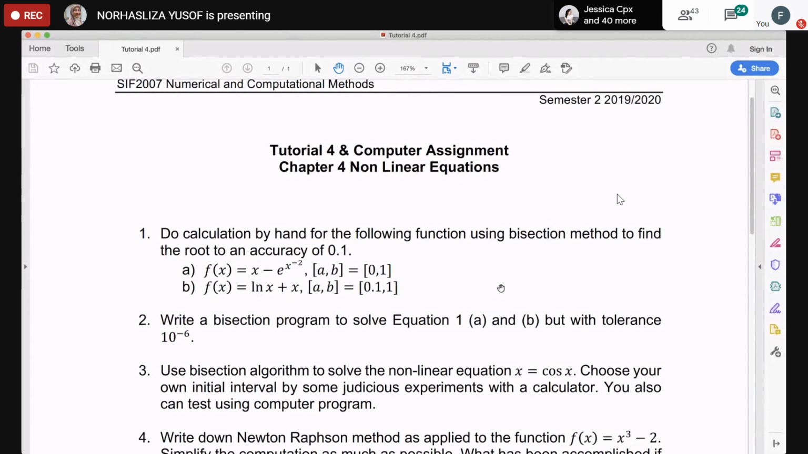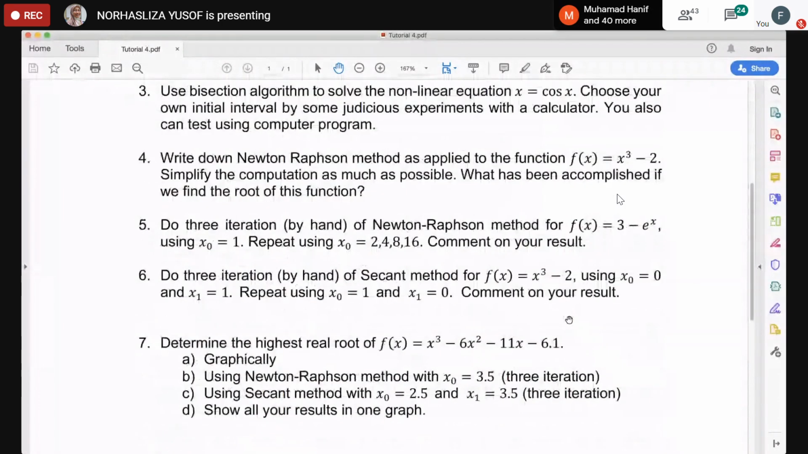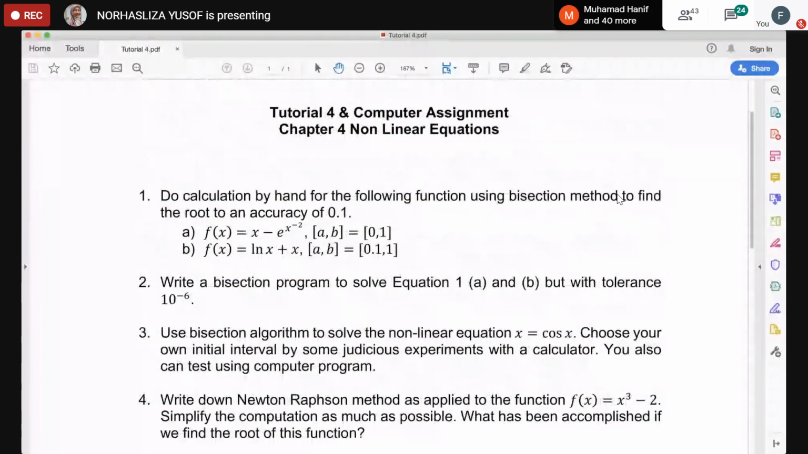Okay, so from here, you are going to test several functions. I give you 7 questions, so you can test from the bisection method until the second method. For the first tutorial question, you have to do it by hand calculation. Hand calculation means the one that I just showed you just now. You do all this calculation, and the tolerance is, if it says find the root to an accuracy, it means the tolerance is 0.1 only. So you don't have to do a lot of iterations. You calculate this function and try to converge until it reaches tolerance 0.1.